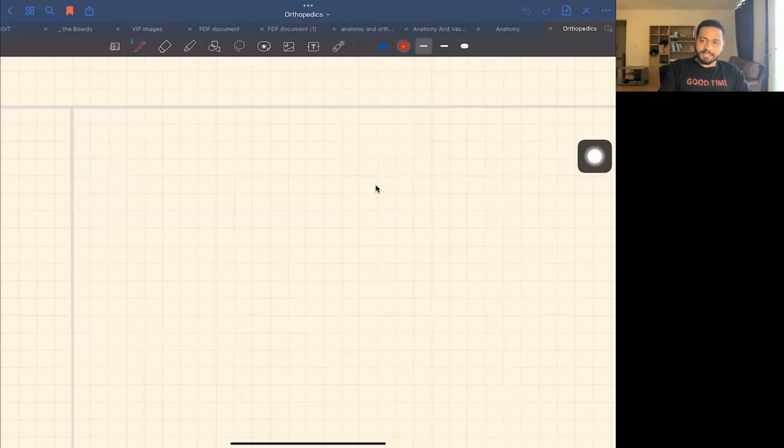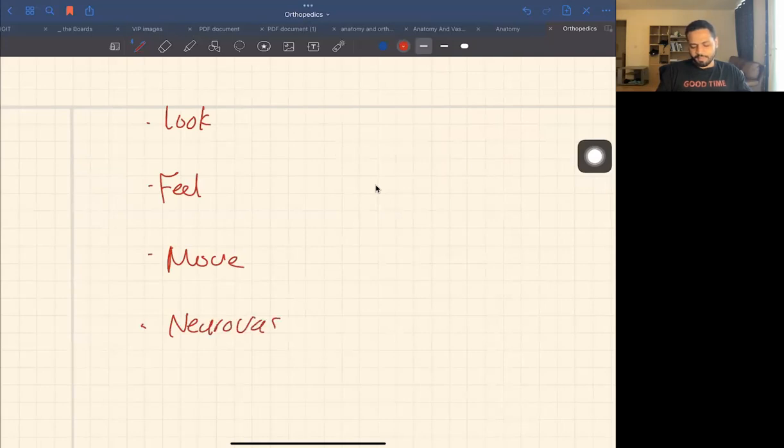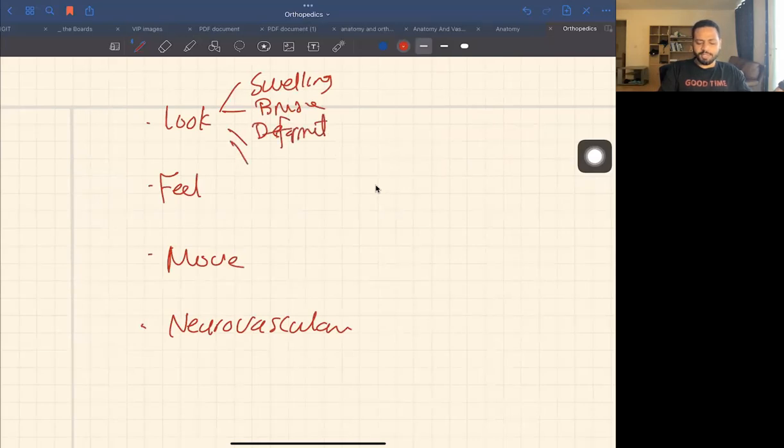Okay. So basically, when you're examining any orthopedic patient, you need to, number one, look, number two, feel, number three, move, number four, do your neurovascular assessment. Okay. All right. What are you looking for? I'm looking for any swelling. I'm looking for bruises. I'm looking for any deformity. I'm looking for any wound.